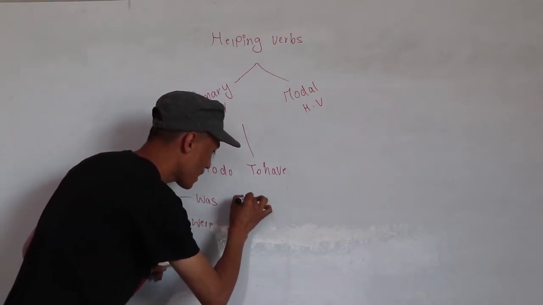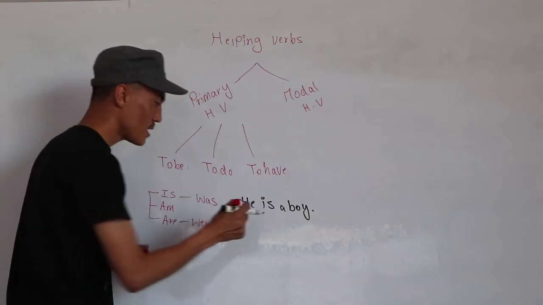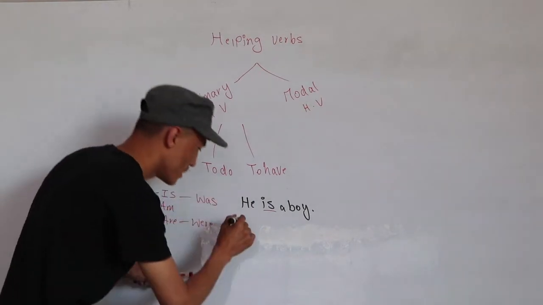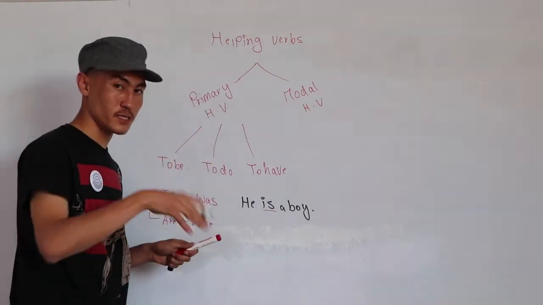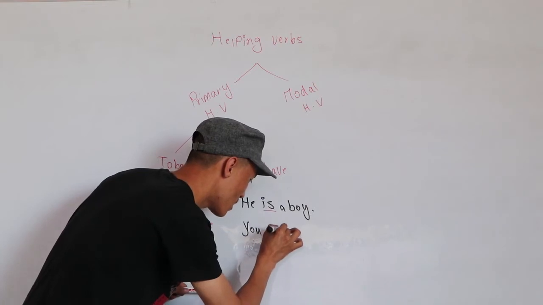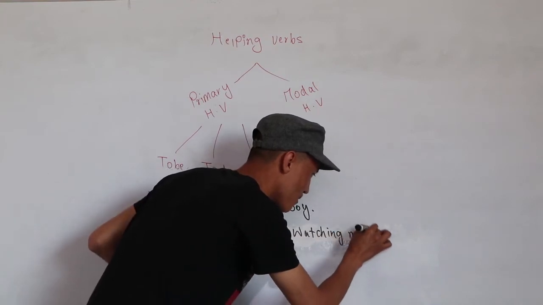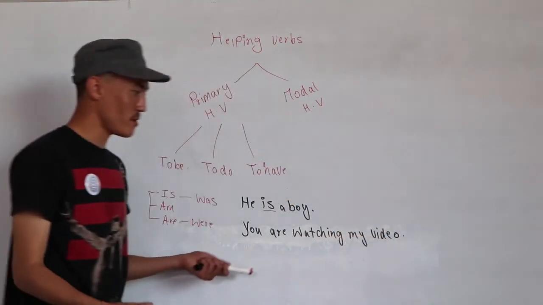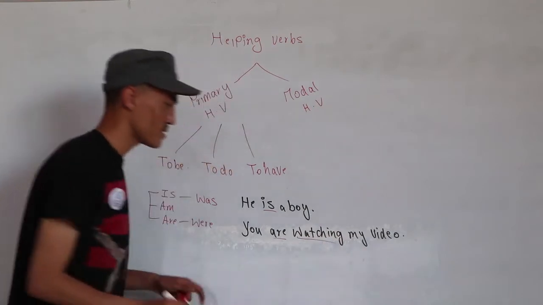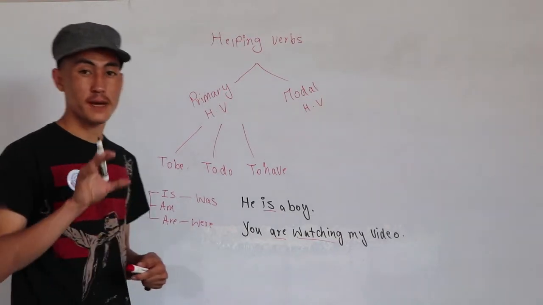Let's come to examples. For example, he is a boy. In here, is shows his state. Or, for example, I told you that we use them in continuous tenses. For example, you are watching my video. You're watching my video. In here, are is used in continuous tenses, in present continuous tense, or present progressive tense.